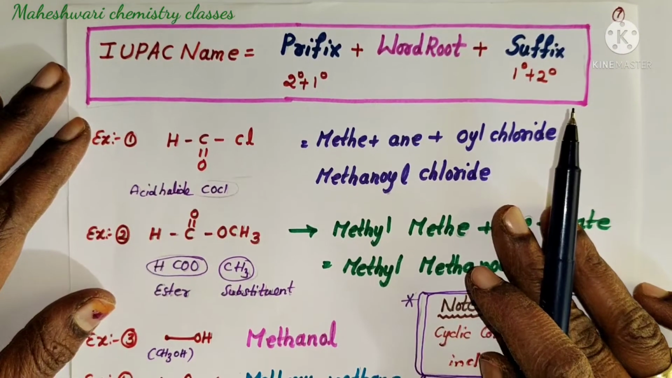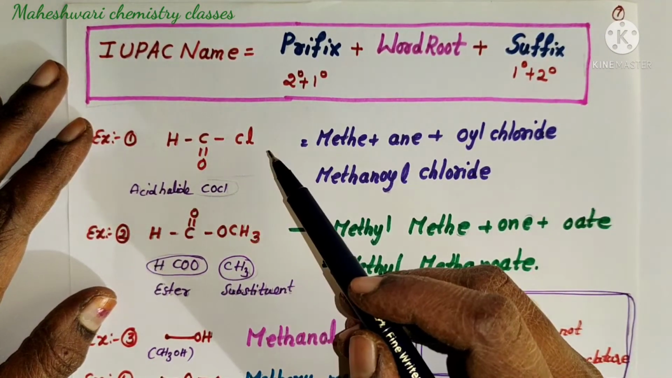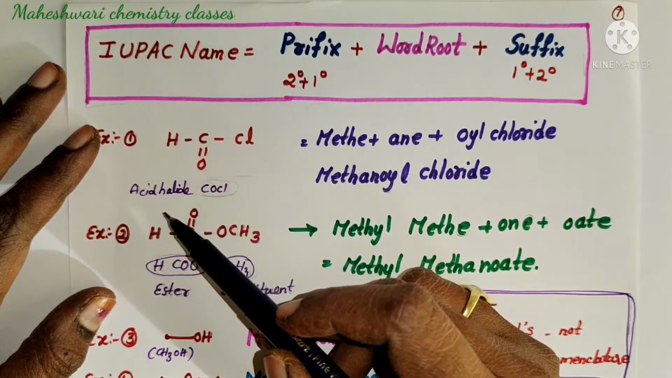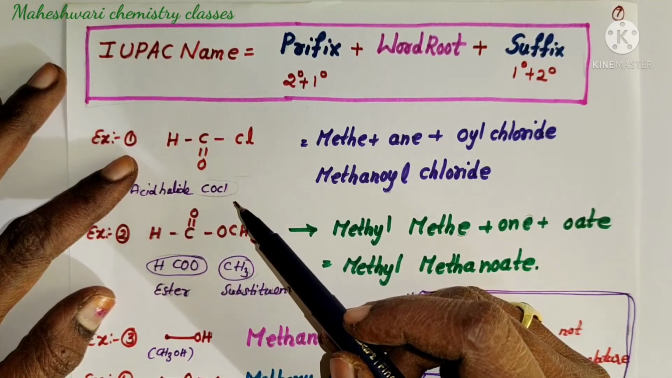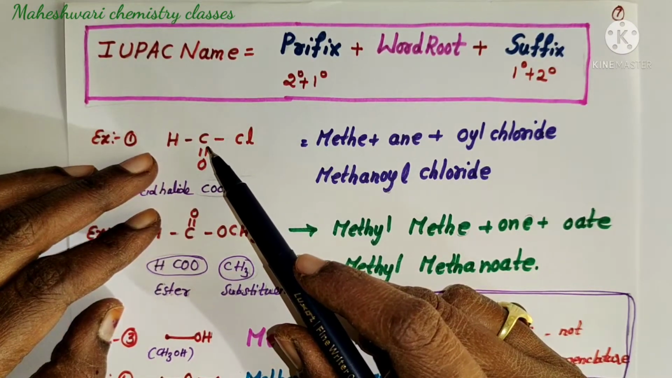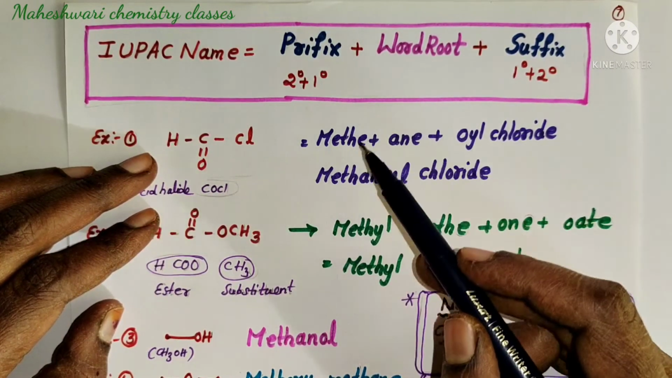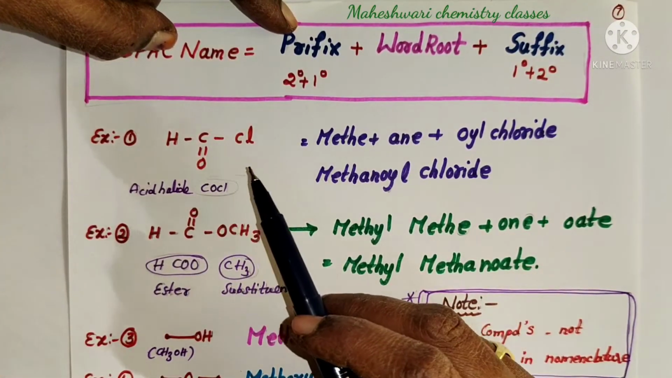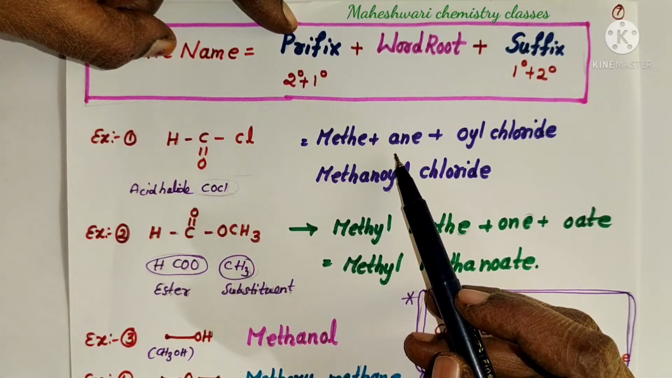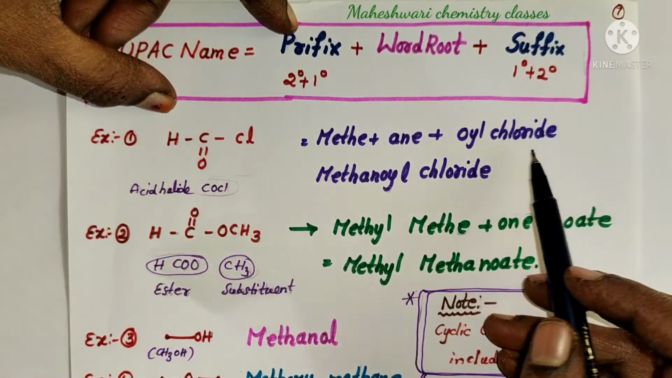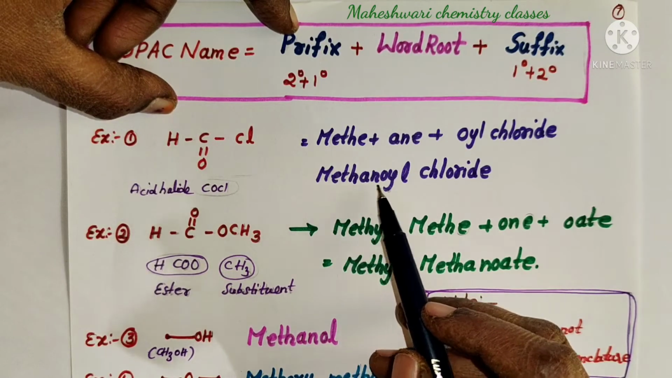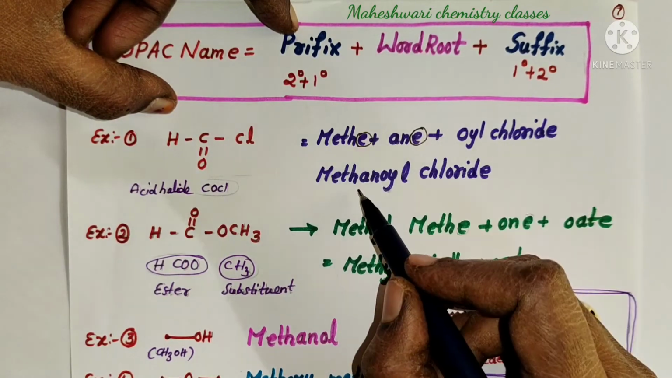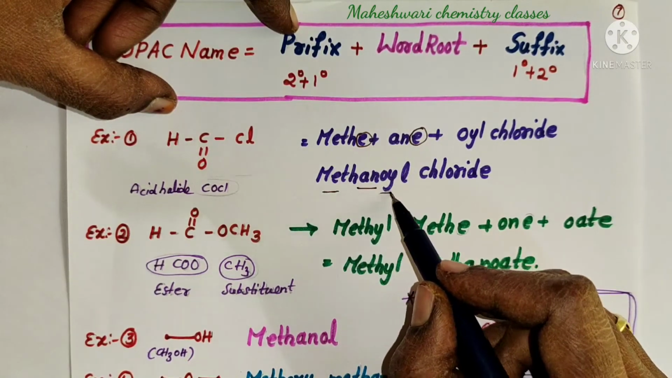Here, take example number 1, HC double bond O Cl. Actually it is C double bond O Cl, which is an acid halide. How many carbons are there? Only one carbon, so the root word is meth. C double bond O gives oyl, and with Cl it is oyl chloride. So what is the name of it? Methanoyl chloride. Simply, here we have to drop the e.